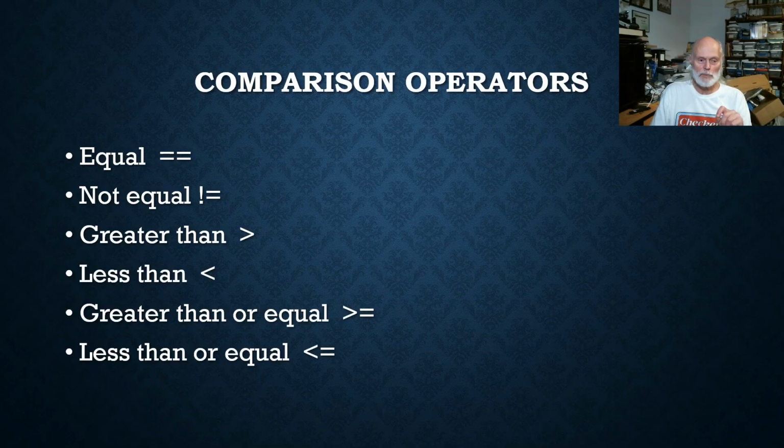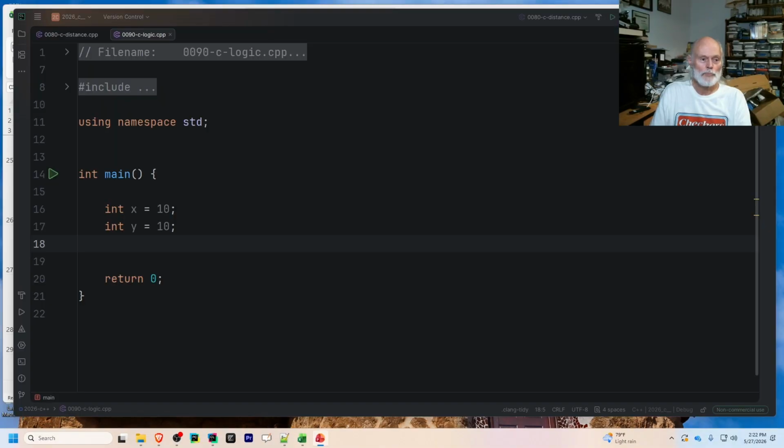You've got the exclamation equal, or bang equal, for not equal, the greater than sign for greater, and the less than sign. You also have greater than or equal to, and less than or equal to. So those are our 6 comparisons that we can do.